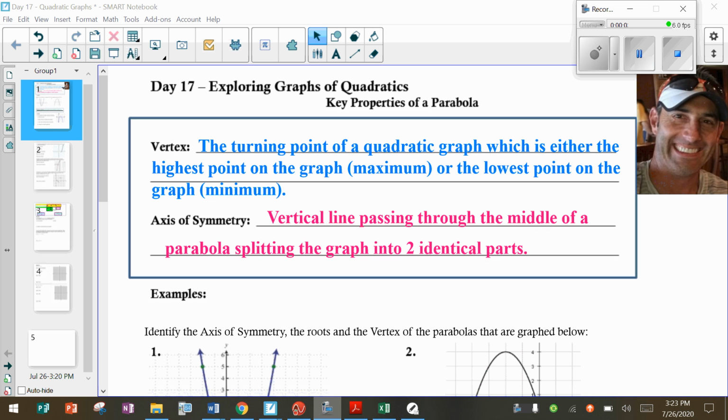Hello, algebra friends. It's a Sunday afternoon, and I'm sitting outside on my patio doing the best thing in the world. Going to do some algebra. Hopefully, you'll have as much fun as me.